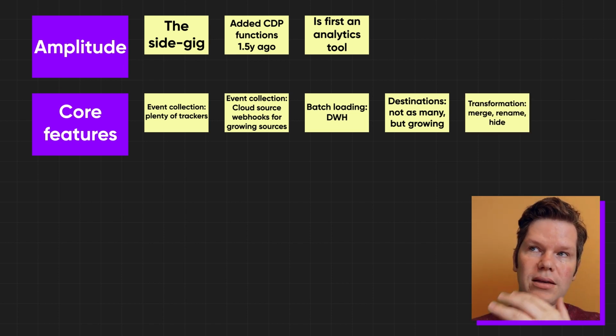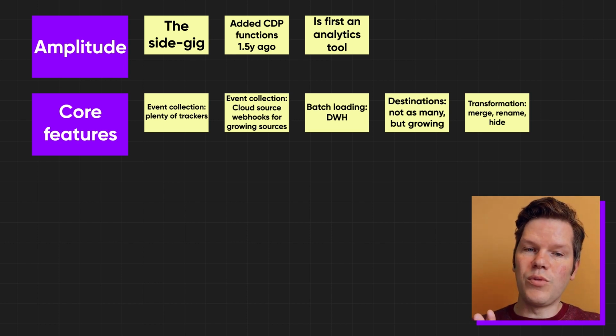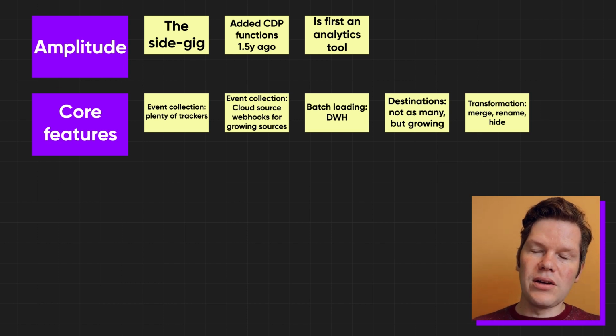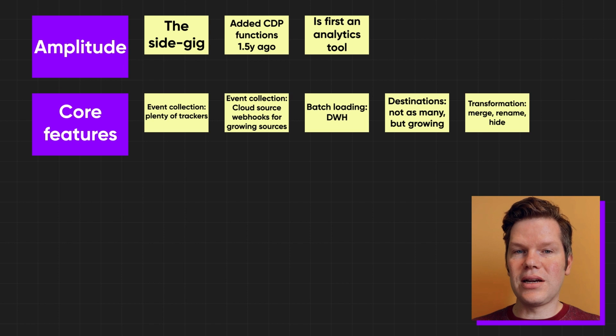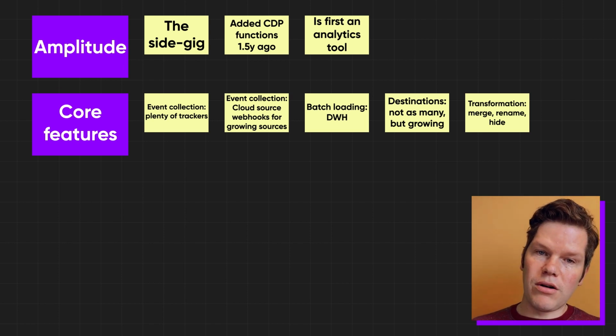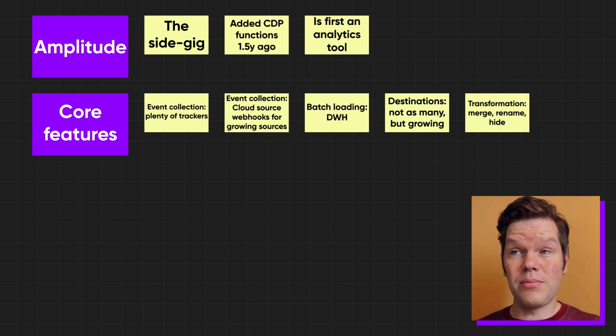Transformations, definitely, I think this is the major difference. Amplitude has some transformation possibilities in there. You can merge events, rename events, hide events and properties, or rename and merge properties. But it's not that you can write a function and do stuff. It's more that you can do it inside the tool. So you don't have so much power, but it's more accessible for people who cannot write JavaScript code. So we have to see.